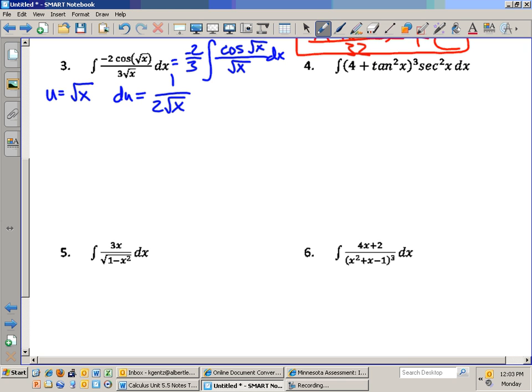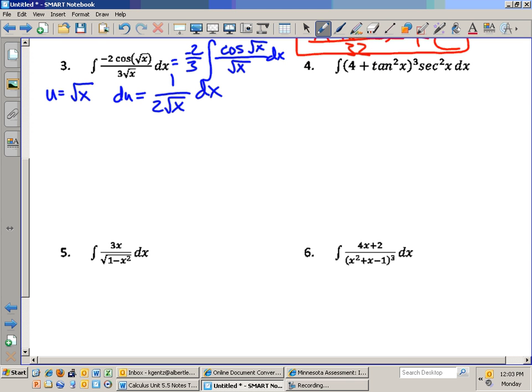Now, let's look at our function. Okay? I can replace this square root of x with u. So I'd have the cosine of u. And I have a dx on top. Whoop, I'm sorry. 1 over 2 square roots of x dx. I have the dx here, and I do have a square root of x on bottom.